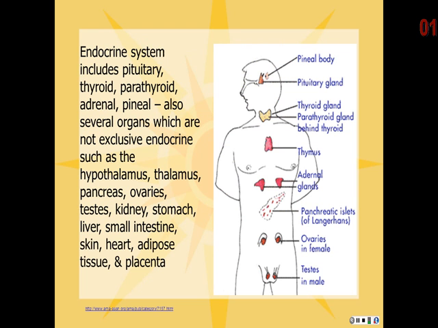This illustration shows the various endocrine glands we have in our body in relative locations. Keep in mind both sexes are included in one example, so you will have either testes or ovaries, but not both. The endocrine system includes the pituitary, thyroid, parathyroid, and adrenal glands. There are also several organs which are not exclusive endocrine organs and contain endocrine tissue. These include the thalamus, hypothalamus, pancreas, liver, small intestine, skin, heart, adipose tissue, and the placenta.